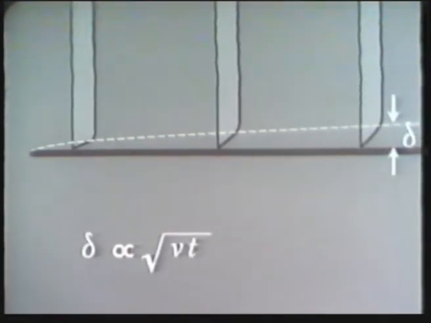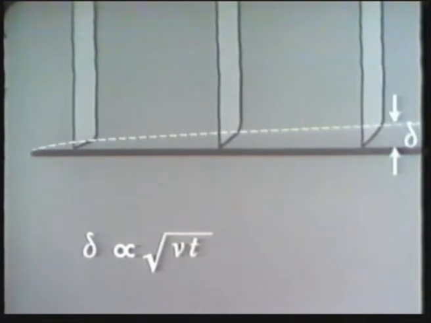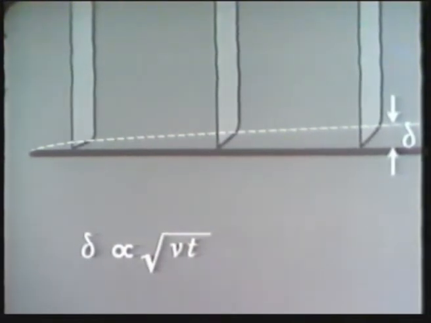We can relate the factors controlling this growth process in the following simplified manner. The diffusion length delta increases as the square root of the product of the kinematic viscosity nu and the time of diffusion t.